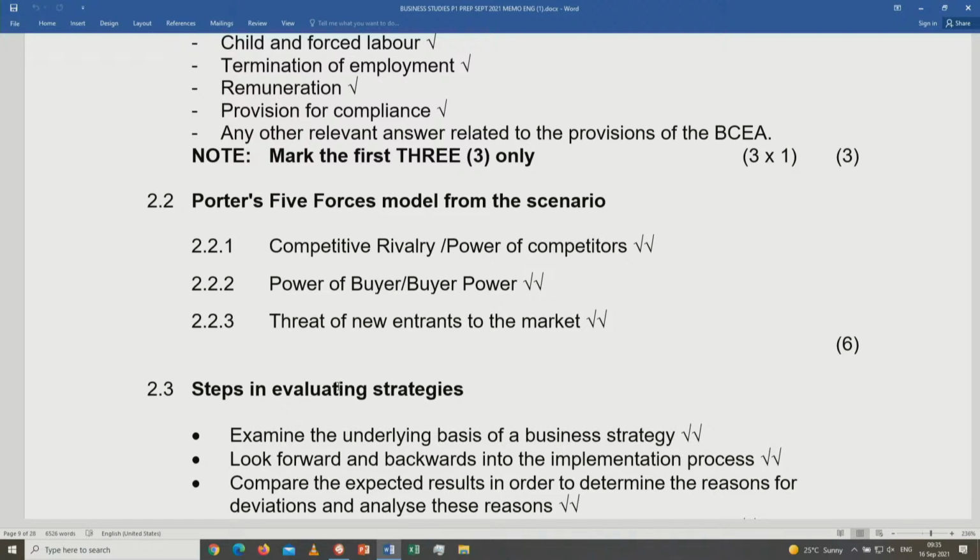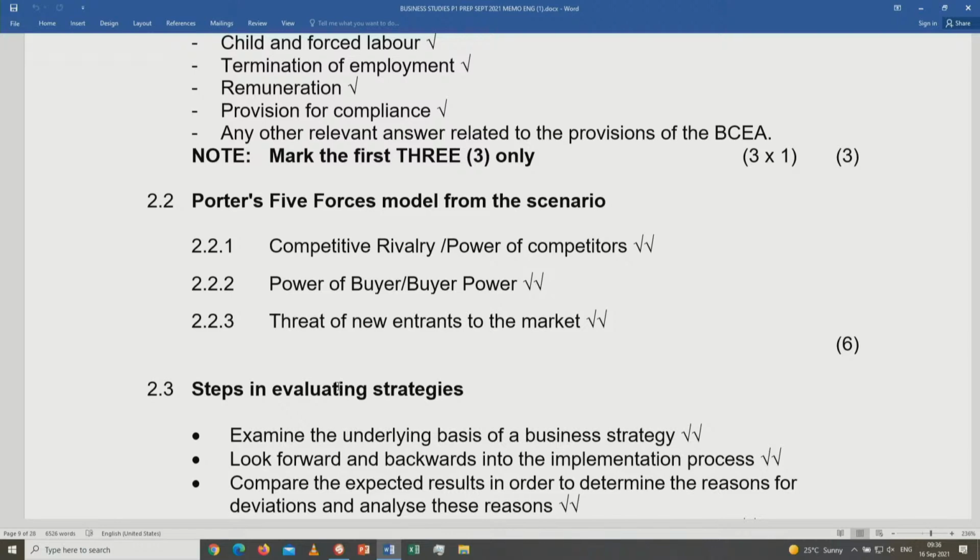The second one is power of buyer or buyer power. The third one is threat of new entrants to the market. And now, you must also be careful when you mark your learners, because these are the forces.